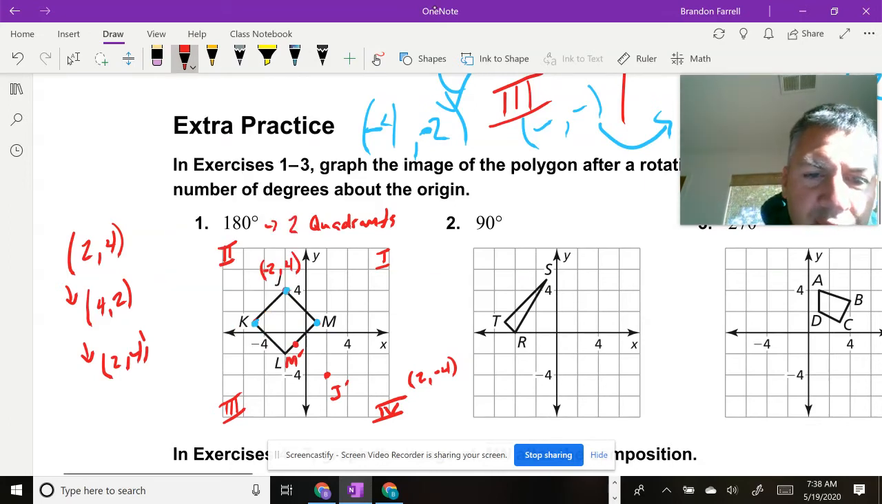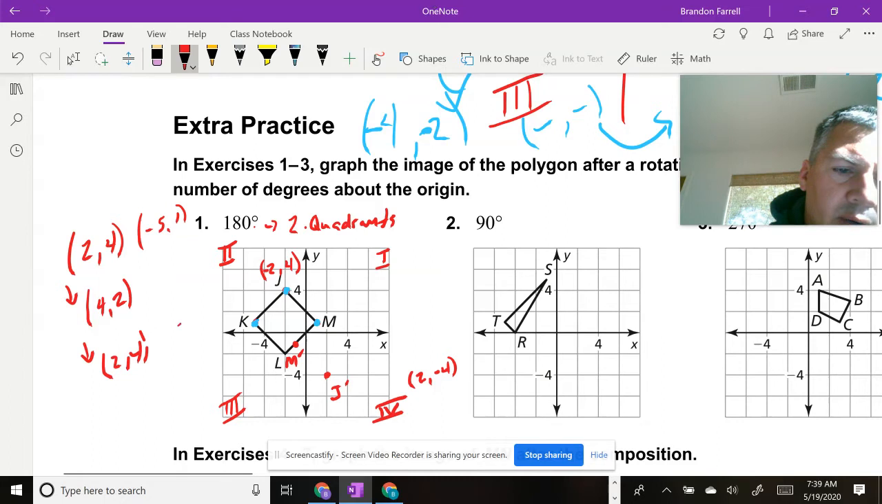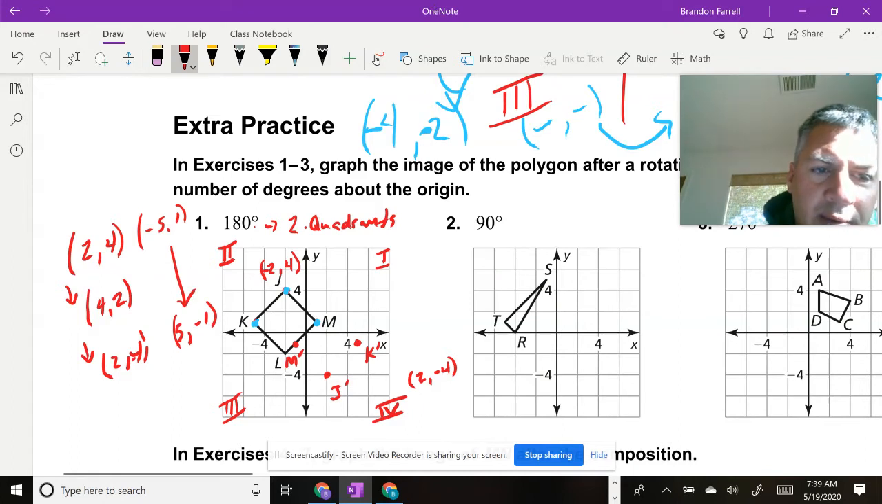So K is in the second quadrant. 180 degrees moves it 2 quadrants. So we're going to move this over here. This is -5, comma 1. If that's my original point, it is going to go to 5, -1, because the x value is positive and the y value is negative. So that value is going to be right there. That's going to be K prime. So that 2 quadrant movement will do that.